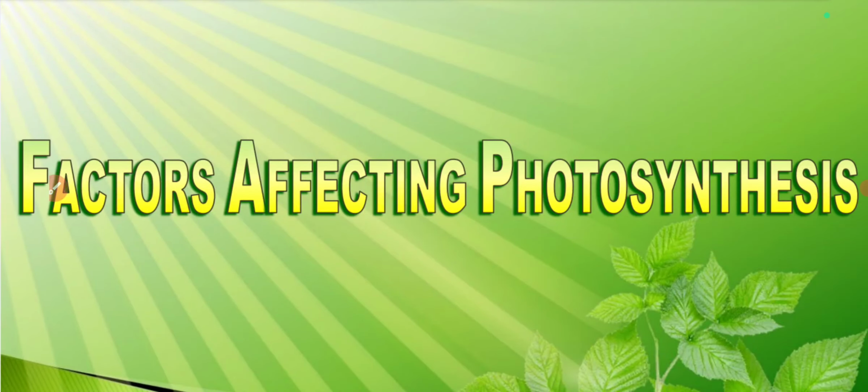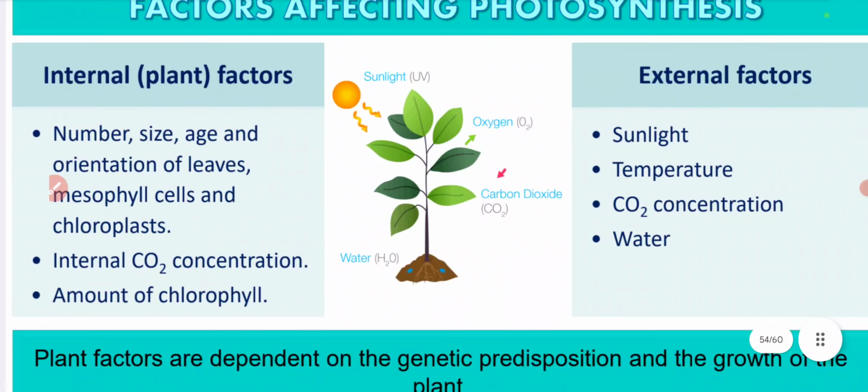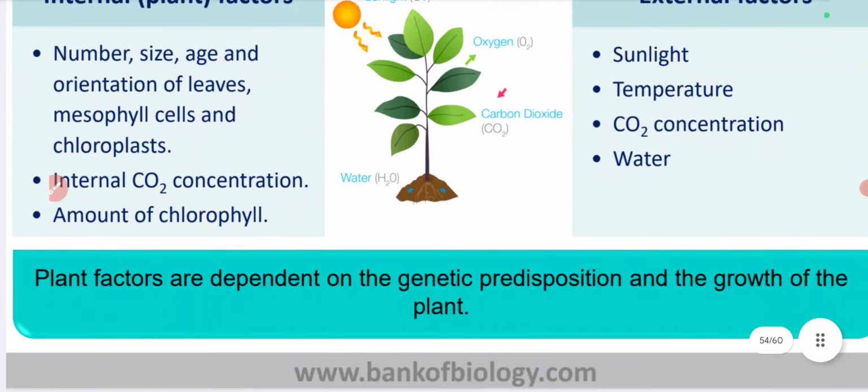Now the last topic, factors affecting photosynthesis. There are some internal as well as external factors affecting photosynthesis. First of all, internal: number, size, age and orientation of leaves, mesophyll cells and chloroplasts. Internal: CO2 concentration and amount of chlorophyll. And external factors are sunlight, temperature, CO2 concentration, water. Plant factors depend on genetic predisposition and the growth of the plant.